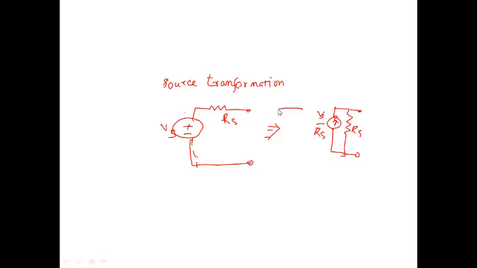Similarly, a transformation of a current source to a voltage source can also be done, by multiplying the magnitude of the current with the series resistance and connecting in this manner. So this is source transformation, and in the next lecture we'll take up Kirchhoff's laws and various network theorems.